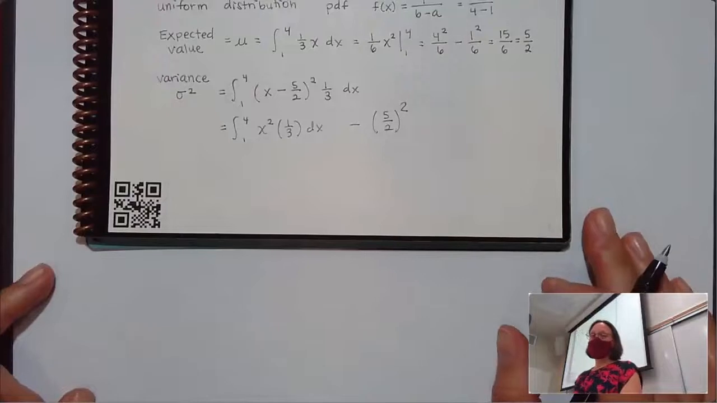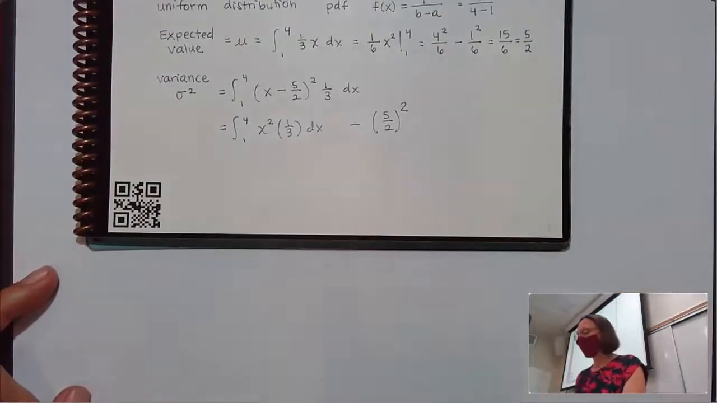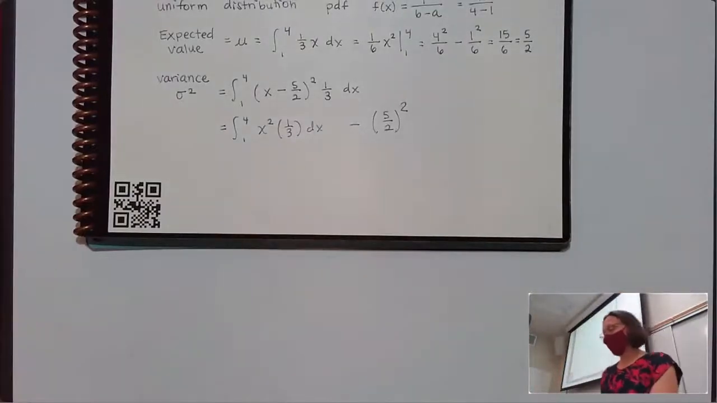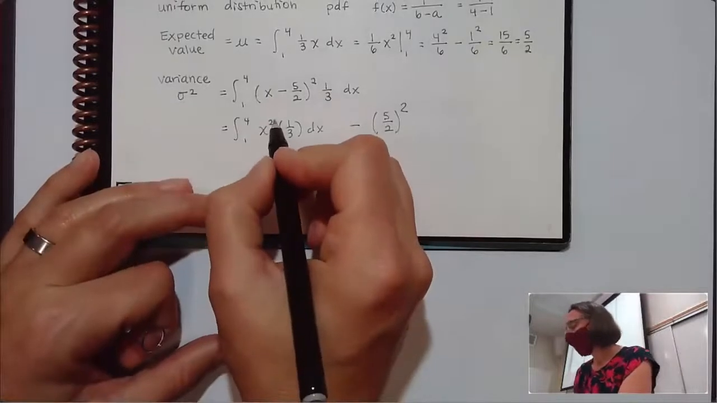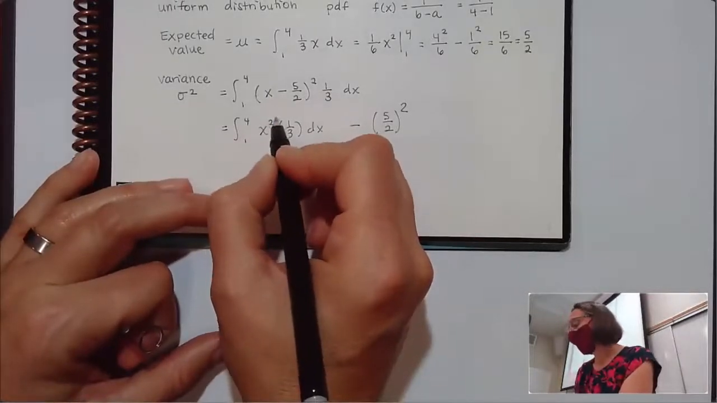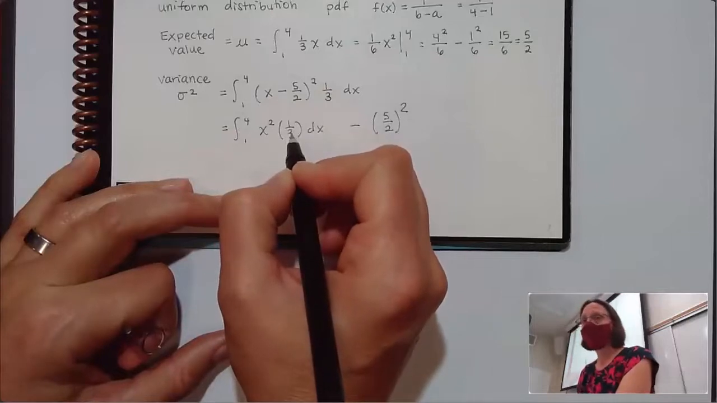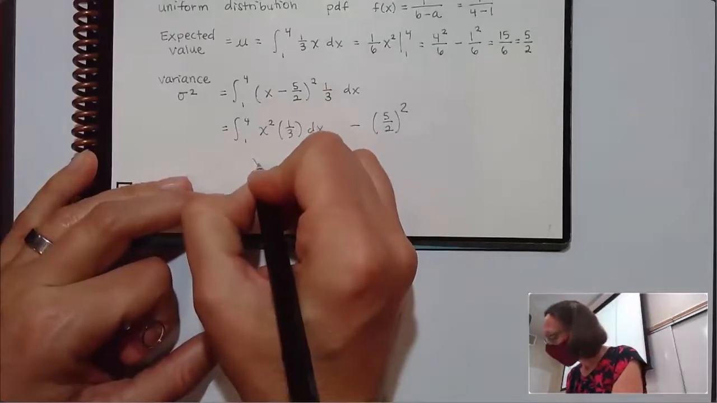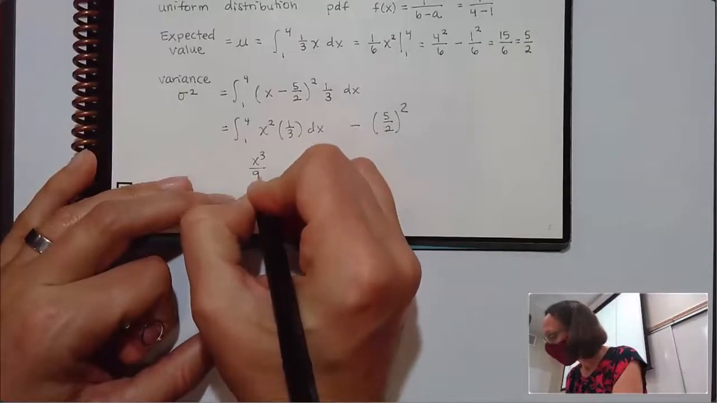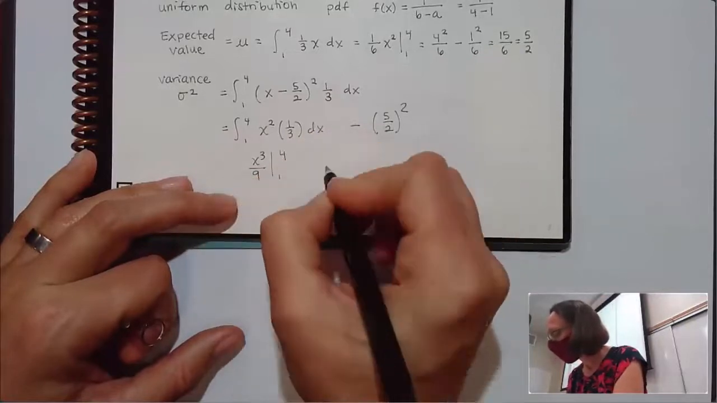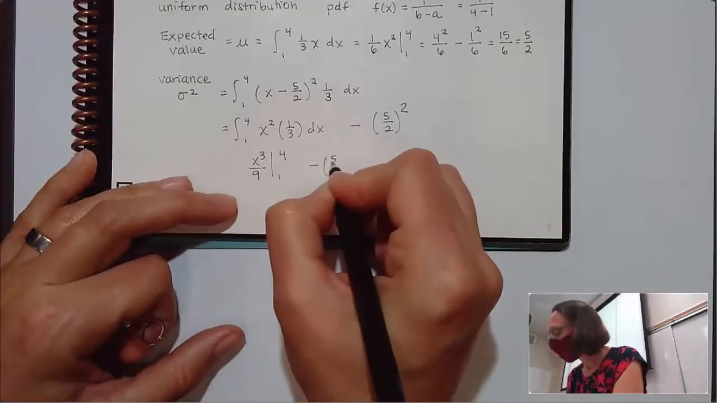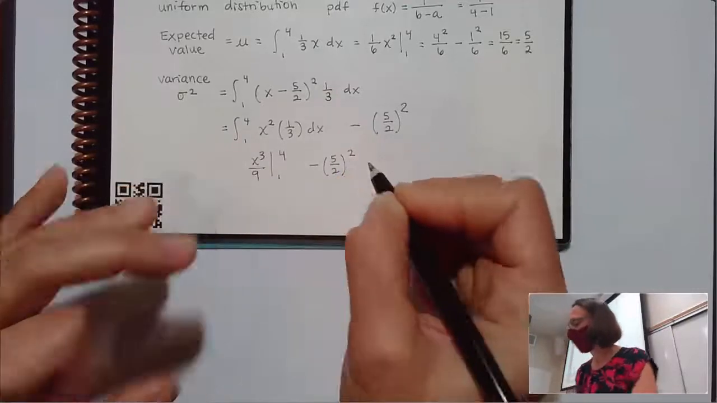So if you didn't have the formulas memorized, it's still not that bad to integrate. If I integrate x squared, I'm going to get x cubed over 3, but I've already got a 3 at the bottom. So I'm going to get x cubed over 9 from 1 to 4. And then I'm subtracting off 5/2 squared.